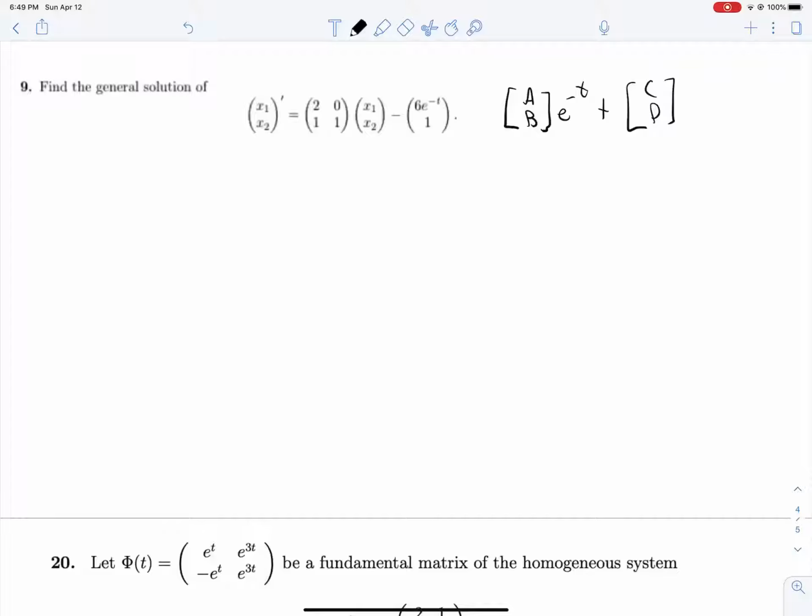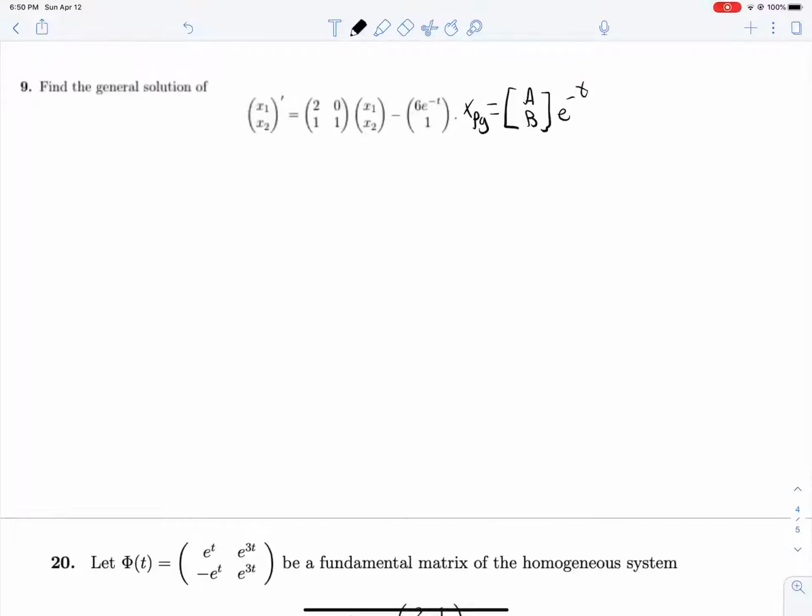Let's make sure that negative 1 is not an eigenvalue of this matrix here. If we plug in lambda is equal to -1, we will end up with 3, 1, 1, 0, whose determinant is not 0. So we're good on that front. We don't need to multiply anything up here by t. So running with this e term first, I'm going to get rid of our c, d.